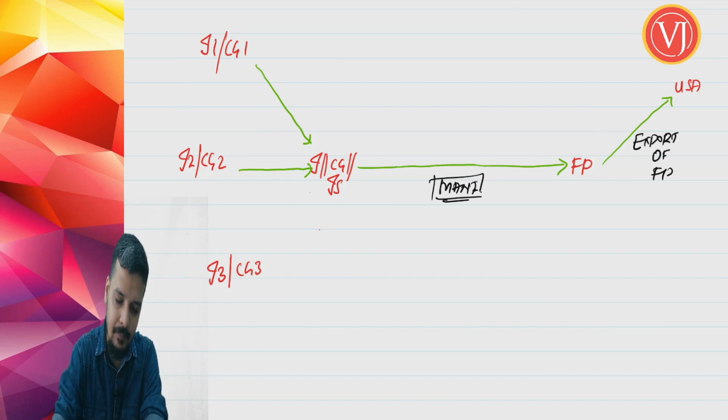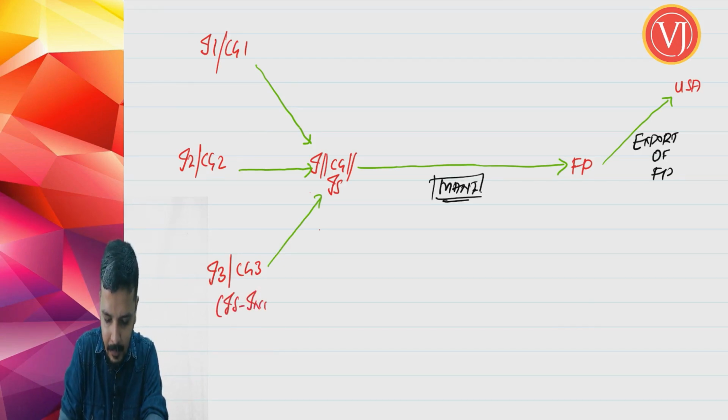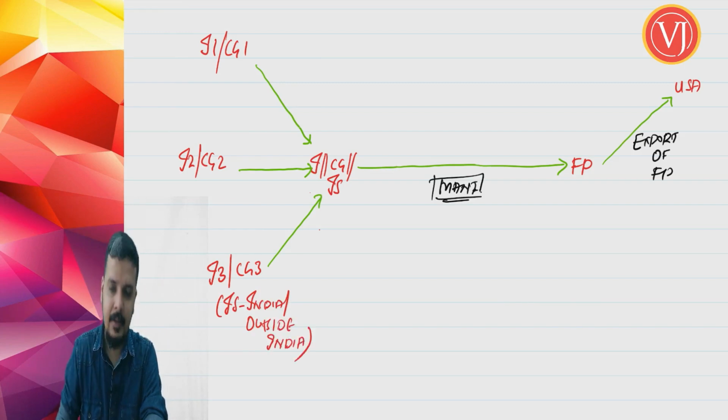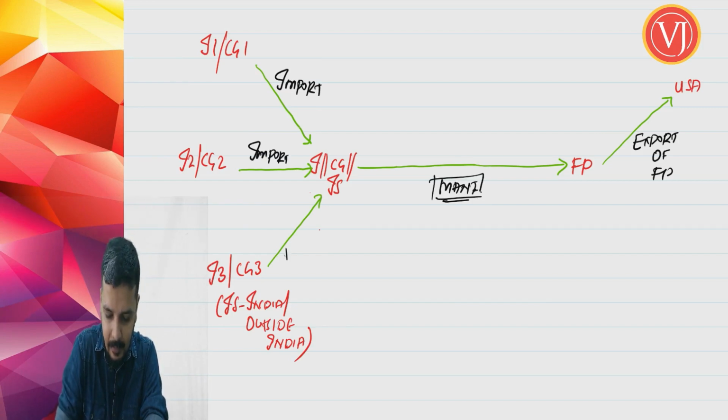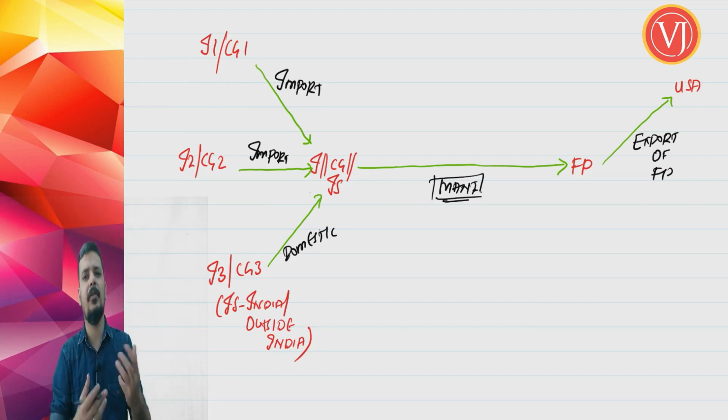Inputs 3 and capital goods 3. It is from within India, and I am writing in bracket your input services can be from India or outside India. It really doesn't make any difference because GST will be suffered. Right. Now friends, this I am writing as import, this I am writing as import, this I am writing as domestic within India. But when I am writing it as domestic, it is only for inputs and capital goods. Your input service can be from India, from outside India. So that is allowed. That will also come under this particular category.